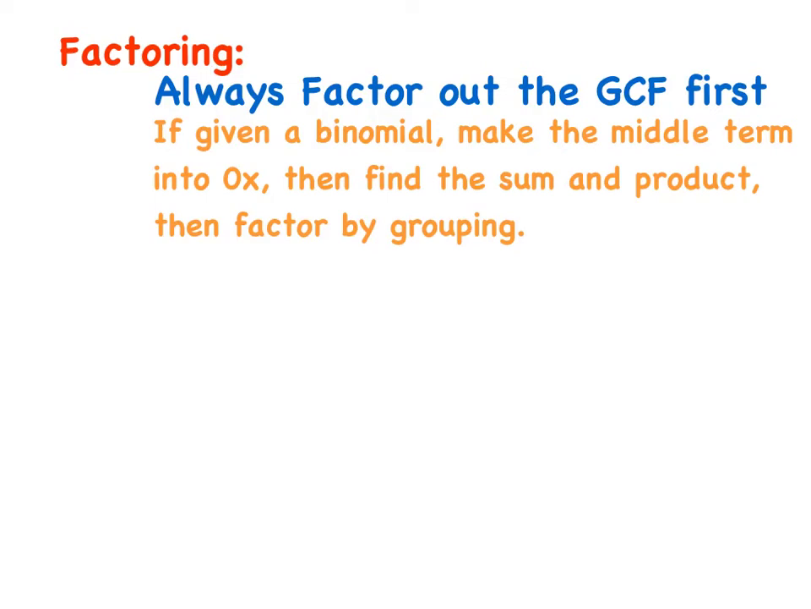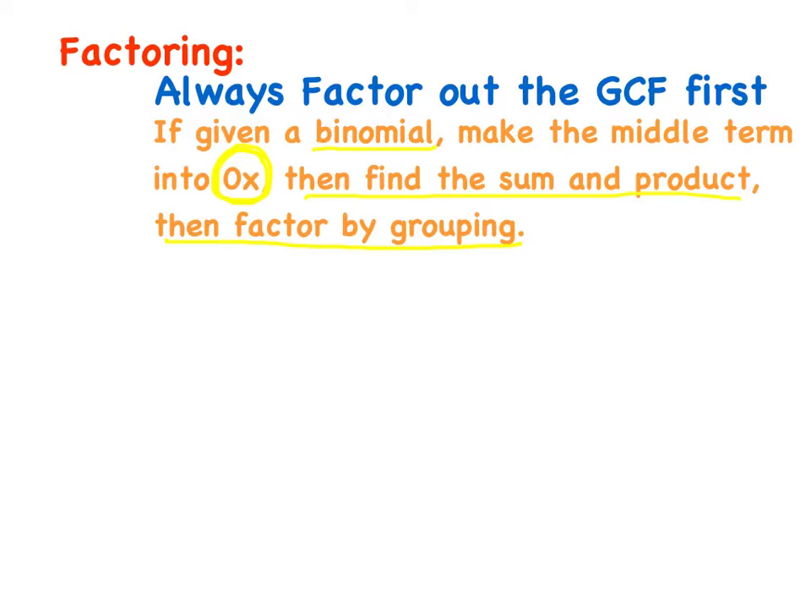Okay, so remember that when you're factoring, you always factor out the GCF first. This is what you always do no matter what the problem looks like. We saw before that if it's a trinomial, we do the sum and product and we factor by grouping, but now what we're going to do is if we see a binomial, we're actually going to make the middle term into 0x and make it look like a trinomial, and then the rest of it is going to look just like regular trinomial grouping.